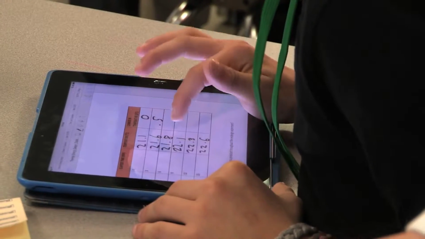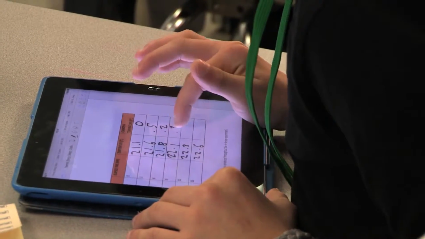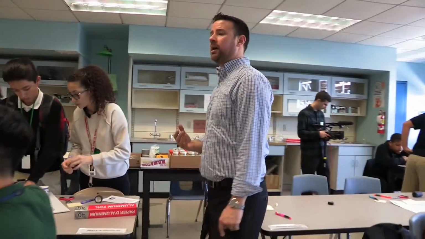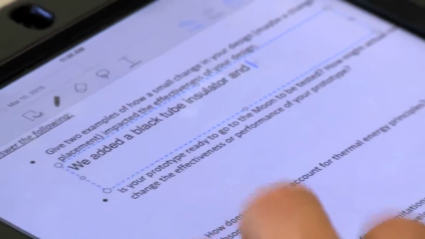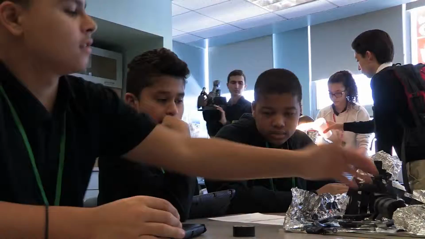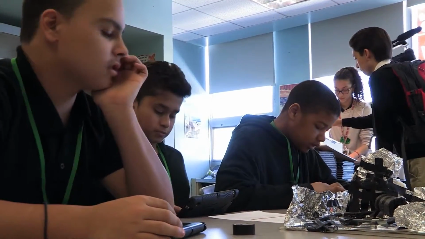Please transfer the data into your science notebook, and you're going to start doing some analysis and answering those reflection questions. They're going to reflect upon whether or not that variable made their prototype more effective. I think the insulator wasn't such a good idea.